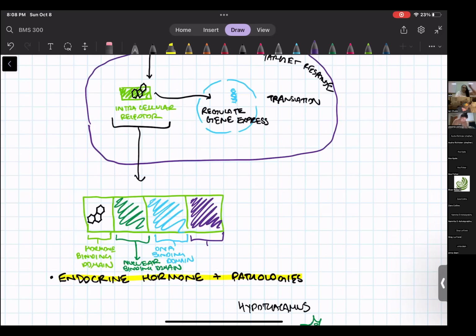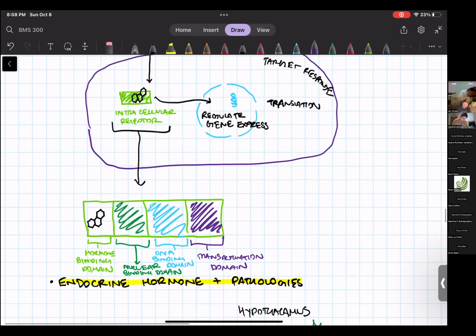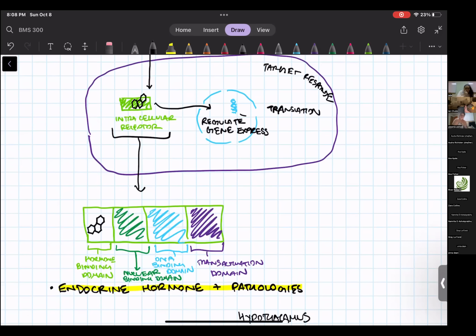And then our last one is going to be that, what is it? Transactivation. That's what it is. Transactivation domain. So activating transcription because we want to make our mRNA. Once we have our mRNA, we can leave the nucleus. We can do our translation, and then we can have whatever the target response is.